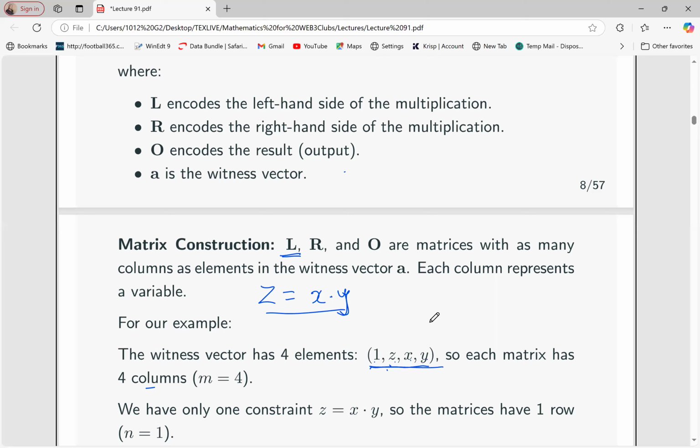Now, how many rows will this matrix have? The number of rows this matrix would have is equivalent to the number of constraints we have, the number of equations we have. In our case, we only have one equation.